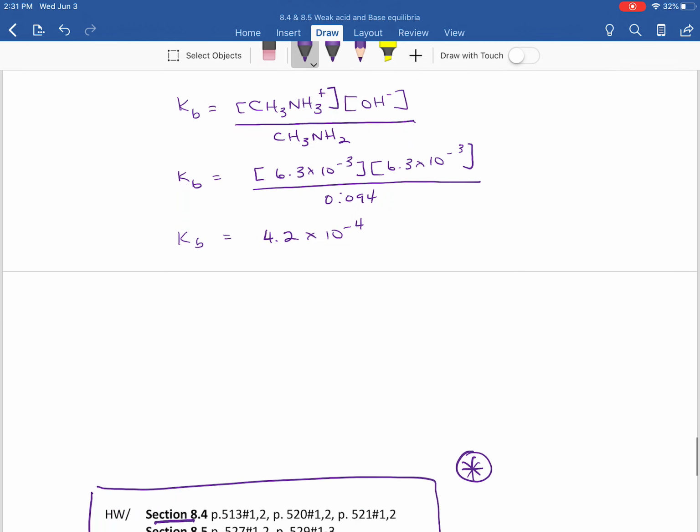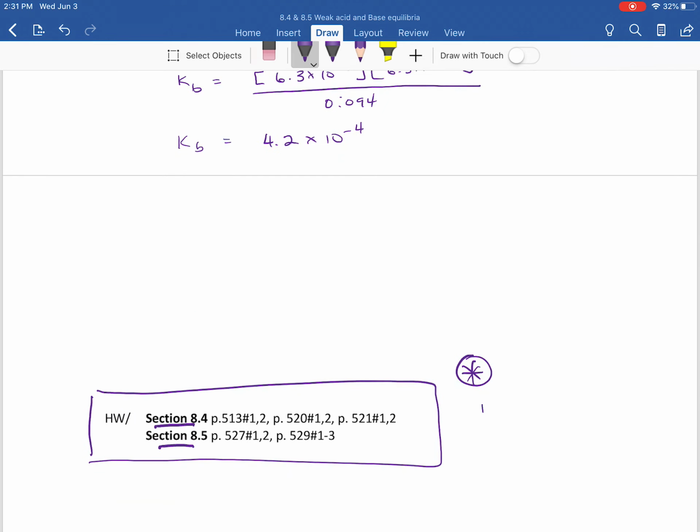So now I'm going to highlight the homework. I urge you to read these sections because they've got additional examples that I'd like for you to go through, and try these homework questions. Now, I've posted the solutions to the textbook questions within each content folder for each lesson.